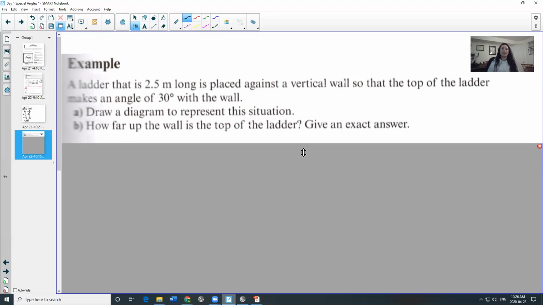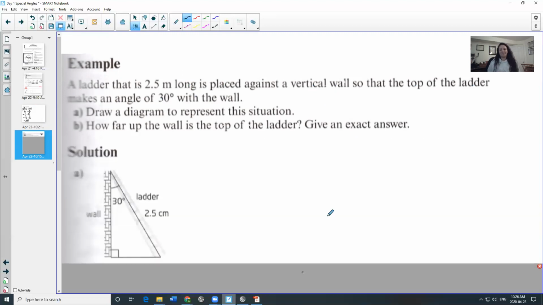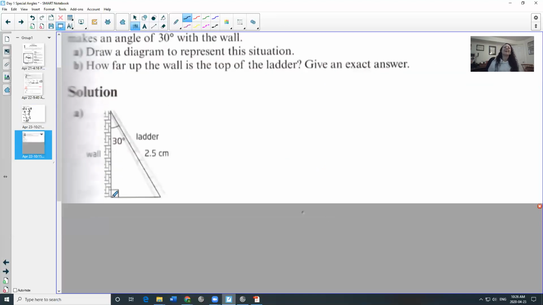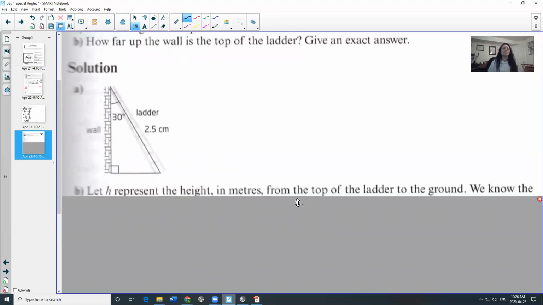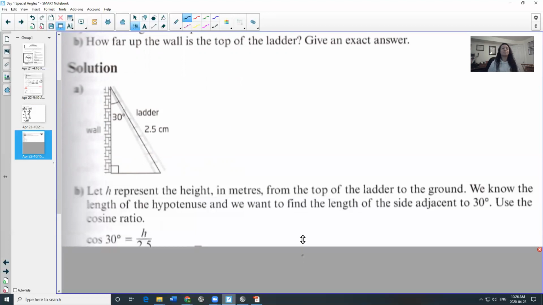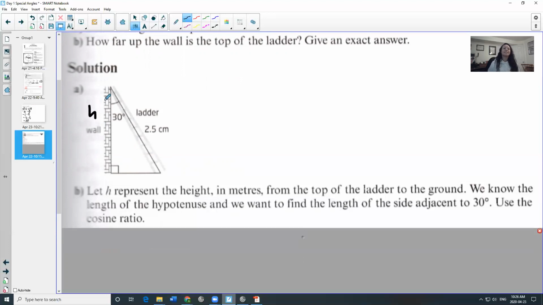We'll draw ourselves a diagram. All right, and we want to determine how far up the wall this ladder reaches. So we're basically trying to find this distance. They want to represent it as H. So given this angle right here, we can use our trig ratios, adjacent over hypotenuse. If you think about SOHCAHTOA, cos uses A and H, A for adjacent, H for hypotenuse. So there's our adjacent, there's our hypotenuse, we're going to use cos.